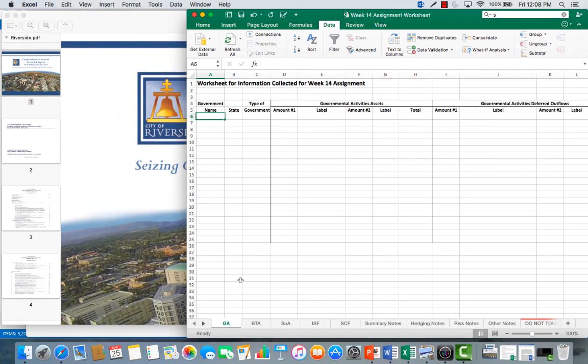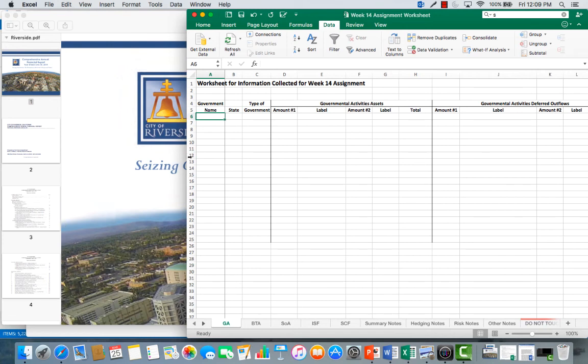Governments are not required to show derivatives individually on the face of their financial statements, and to the extent that there are deferred inflows or deferred outflows of resources related to their derivatives, they're not required to show those separately either, although they are required in both cases to disclose information about them so that you will know what those numbers are.